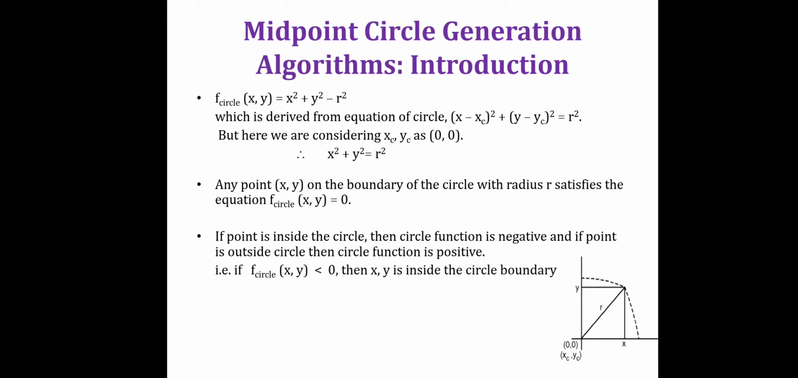Now you can see if the circle function gives a value less than 0, meaning a negative value, then that point is inside the boundary of the circle. If it is 0, what does that mean? That point x comma y lies on the circumference of the circle, or on the circle boundary. And if it is greater than 0, then the point x comma y is outside that circle. So if the value is positive, greater than 0, the point is outside. If it is negative, less than 0, the point is inside. If it is 0, the point lies on the circumference of the circle.